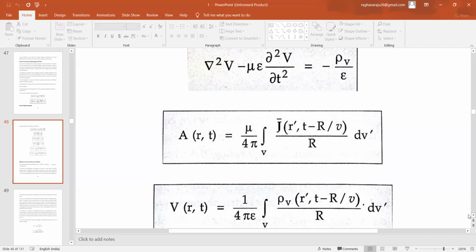So A of R comma T. This is one retarded vector potential form, and this is another retarded vector form. Very important for our signals. So this is your A of R comma T. A of R comma T equals mu by 4 pi integration J of R bar comma T minus R by V, divided by R dV.